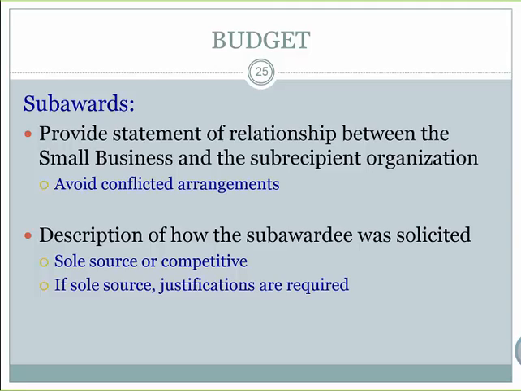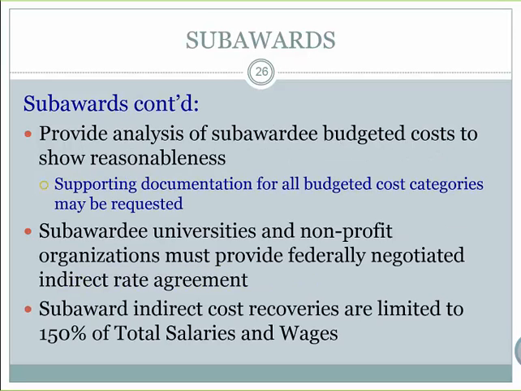So if we see that, we're going to disallow the entire subaward. No questions asked. Give us a description of how you found the subaward, how you solicited it. If you did the 3-bid process, tell us that. If you just put out a sole source bid, whatever, tell us that. If it is sole source, give us the justification. And that suffices. Give us an analysis of your budgeted cost for the subaward so we can see the reasonableness of it. Again, though, if you have all this spelled out in detail in your proposal, in the proposal's budget, and it's all justified, you're good. If it's not, we're going to ask you for this.